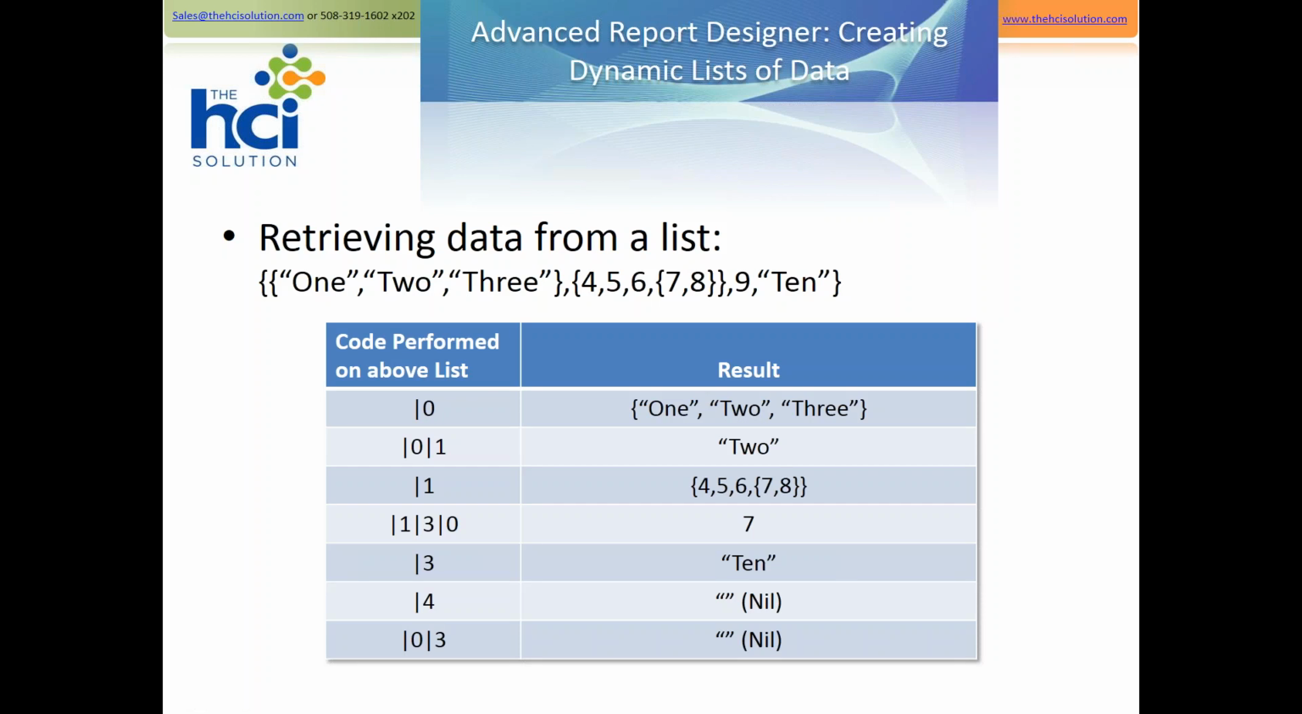If you executed the code piece 0, piece 1, you would get the first list item, and then take the second list item in that list, which is the word 2. We always start at 0, like a lot of things in computer science. So 0 is always the first item, and 1 is always the second item.